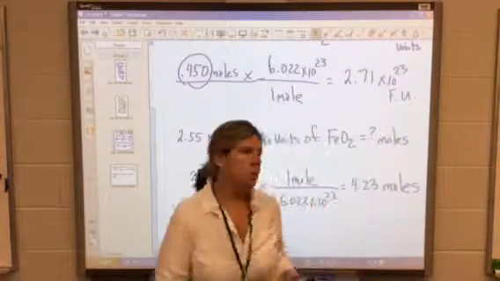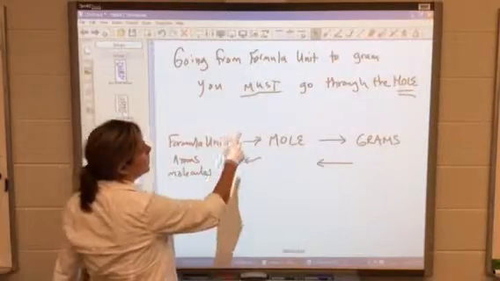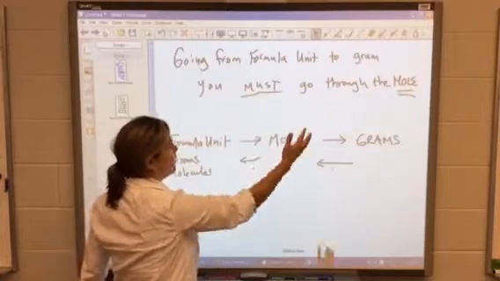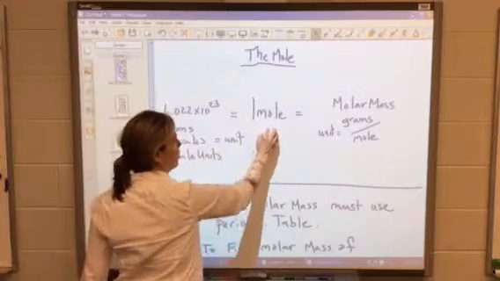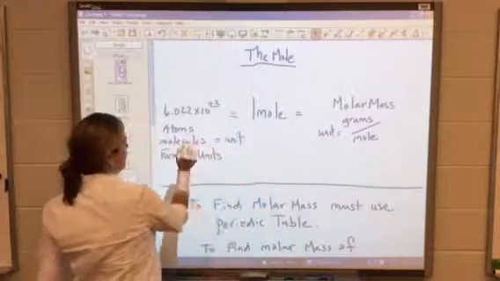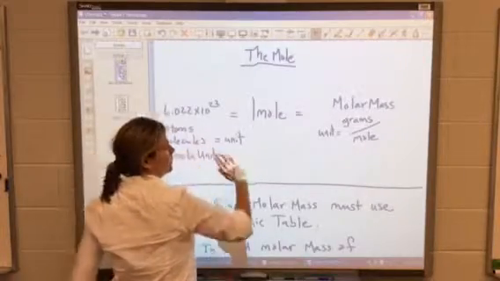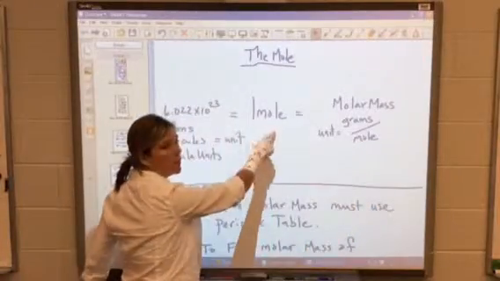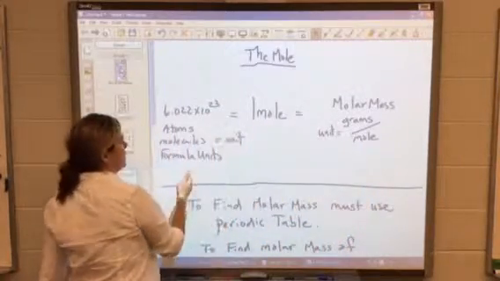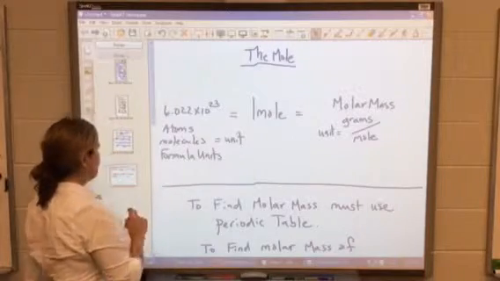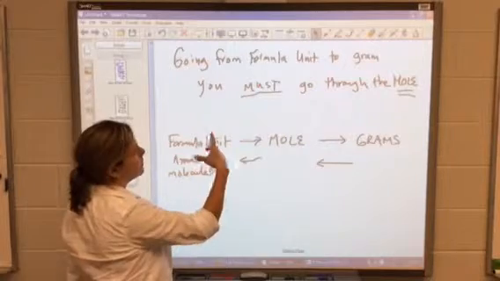The last problem we're going to do is one where we're going from formula units to grams. And if we look back at the very beginning one, we said, here's the mole, here's the molar mass, here's the atoms, molecules. We cannot get from the atoms or molecules to the grams without going through this mole. This mole is really important. We can't go from grams to molecules. So we're going to go from formula units to grams. You must go through the mole.